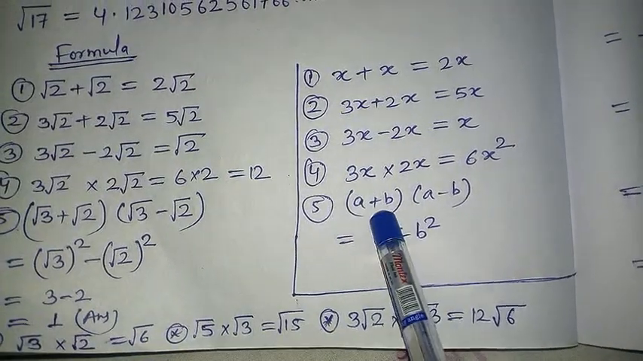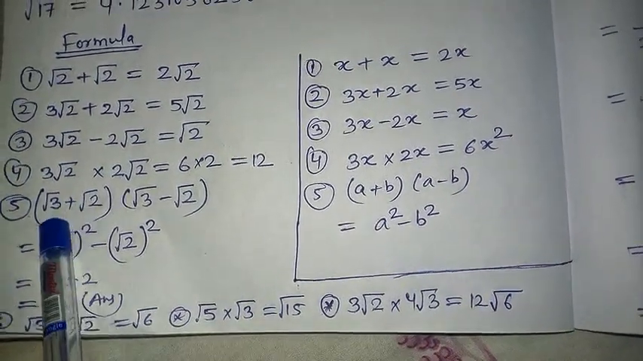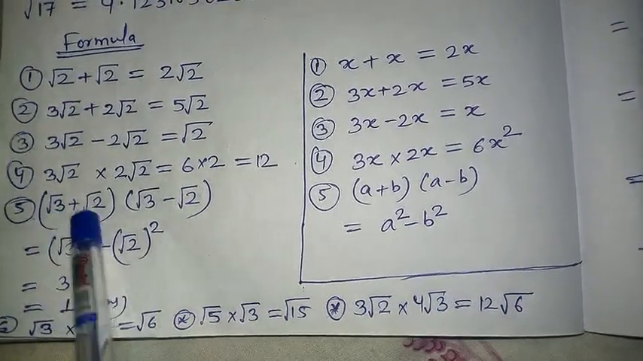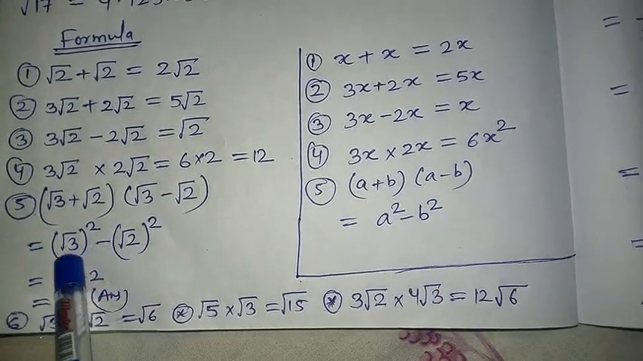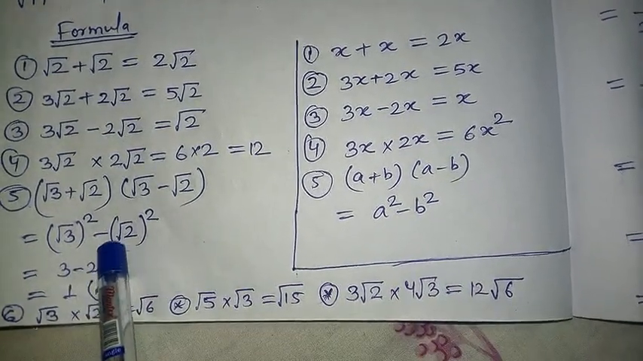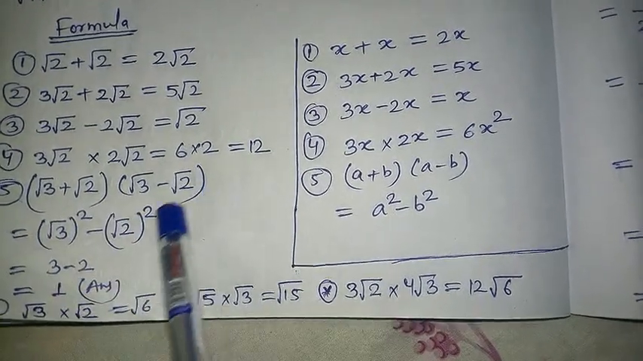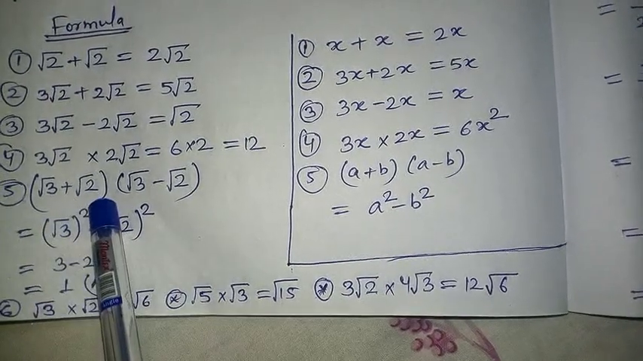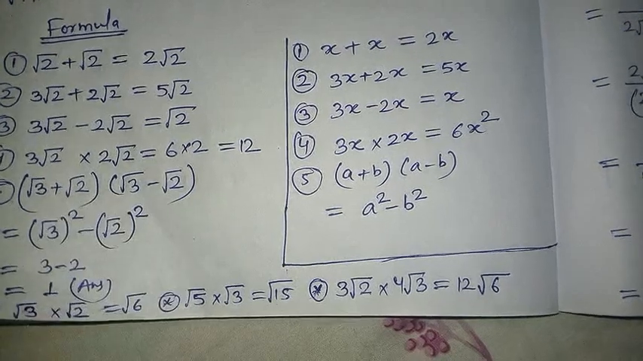Like there is the formula of a plus b into a minus b, whose result is a square minus b square. Similarly, root 3 plus root 2, root 3 minus root 2. This is the formula of a plus b into a minus b. Same way, a square minus b square. Here we have root 3 square minus root 2 square. Root 3 square means it is 3, root 2 square it is 2, because root and square will vanish, only the number will remain. So 3 minus 2 is 1.